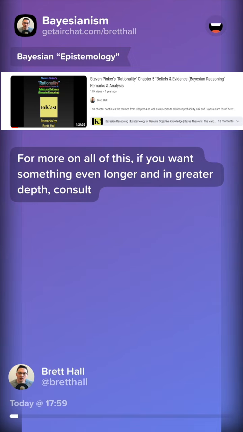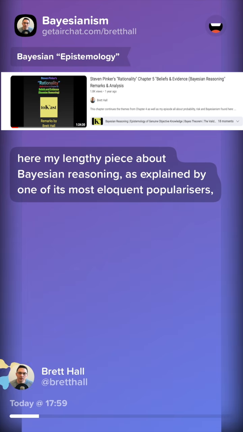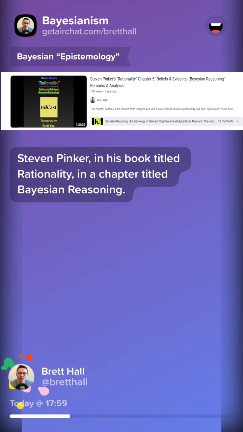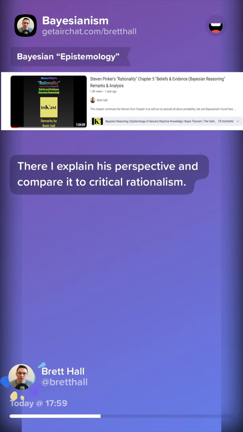For more on all of this, if you want something even longer and in greater depth, consult here my lengthy piece about Bayesian reasoning, as explained by one of its most eloquent popularizers, Steven Pinker, in his book titled Rationality, in a chapter titled Bayesian Reasoning. There I explain his perspective, and I compare it to critical rationalism.